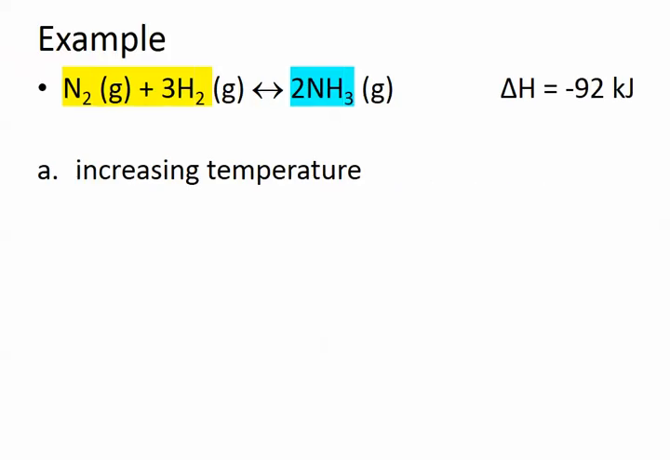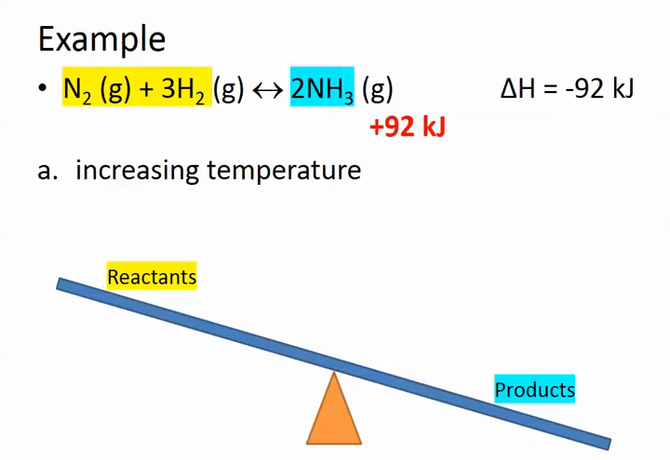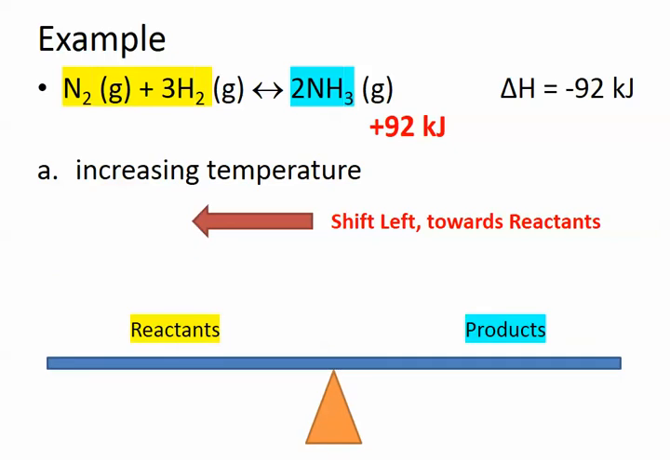So the first thing we're looking at is increasing the temperature of this reaction. We have the delta H is negative 92. So we're going to add the energy to the product side because it's a negative. So increasing temperature is like adding energy. So in this case, we're adding energy to the product side, so we're going to shift away. We are starting off at balance. We're adding a product, so we're going to need to shift towards the reactants in order to make up for this loss, or for this change. So when we shift left, we then restore equilibrium.